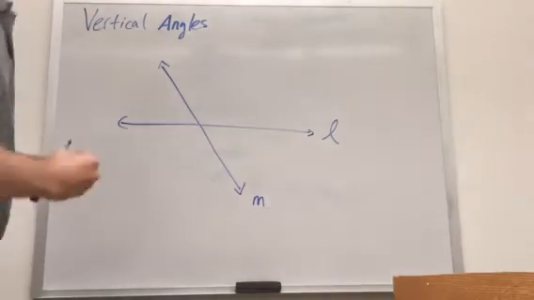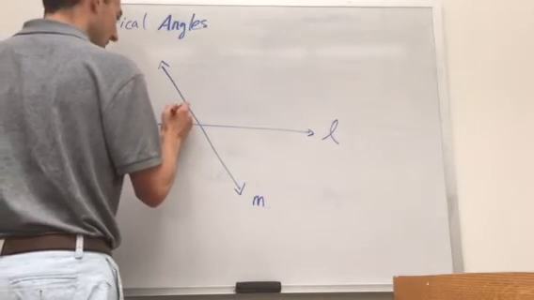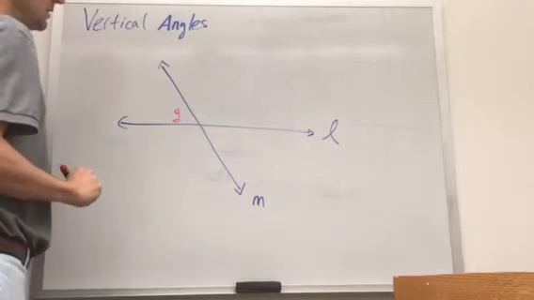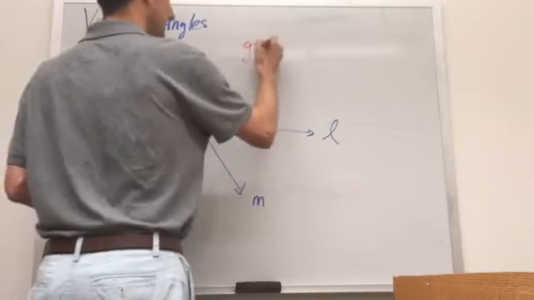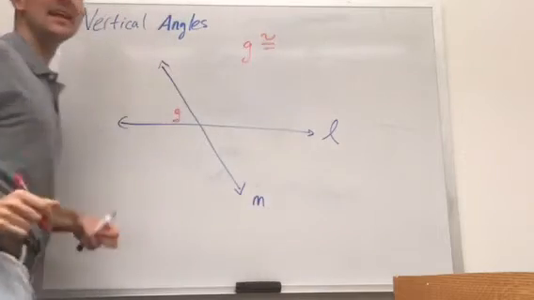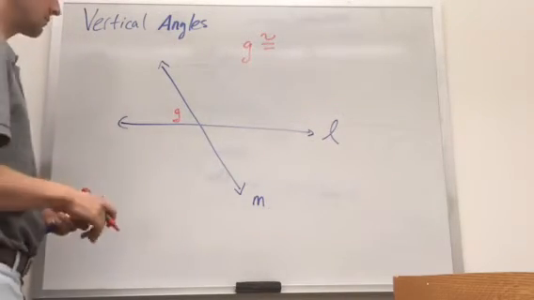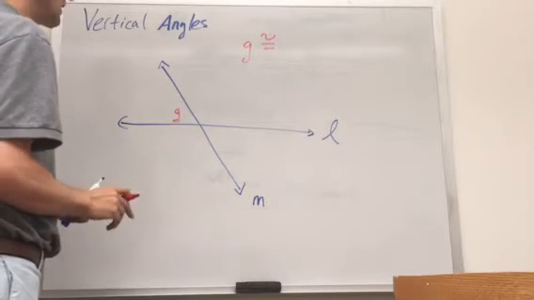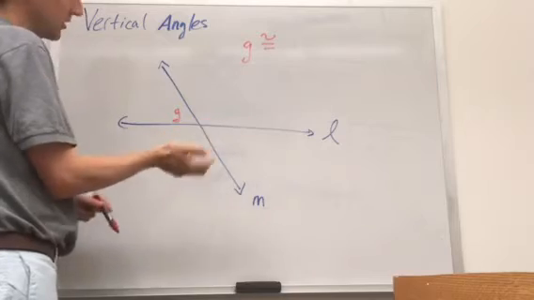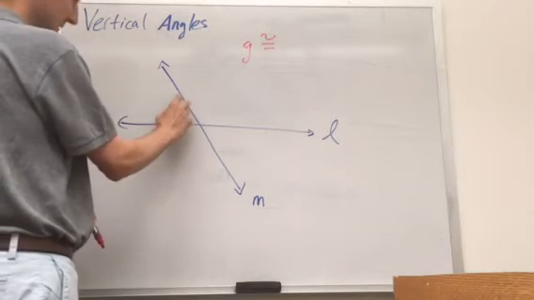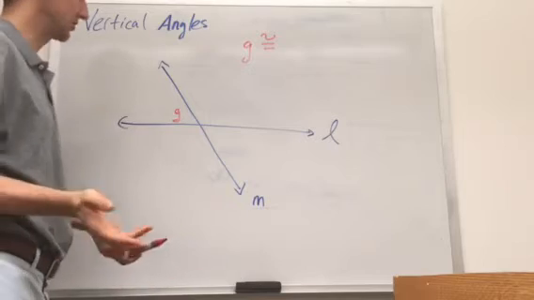So this acute angle, call it G, is congruent. That is, G has the exact same measure as another angle here. And which one is it? Well, we know it's not this one because we can clearly see that this angle is acute and this angle is obtuse, so they have different measures.